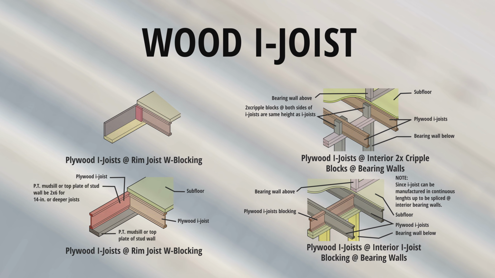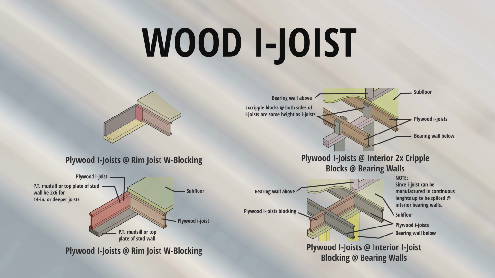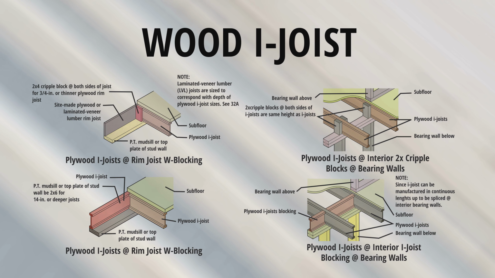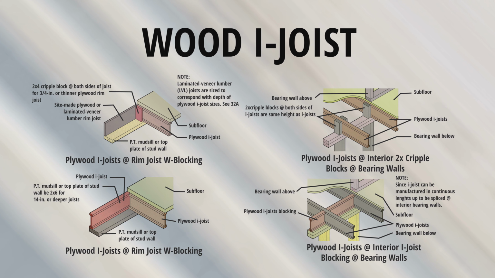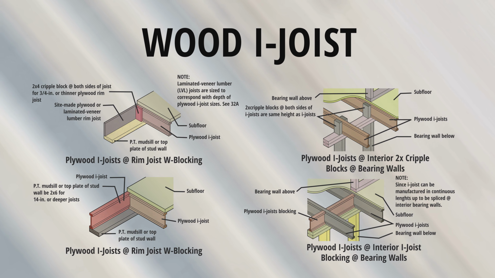Plywood I-joist at rim joist with blocking. Plywood I-joist. Pressure-treated mud sill or top plate of stud wall must be 2x6 for 14-inch or deeper joists. Pressure-treated mud sill or top plate of stud wall.